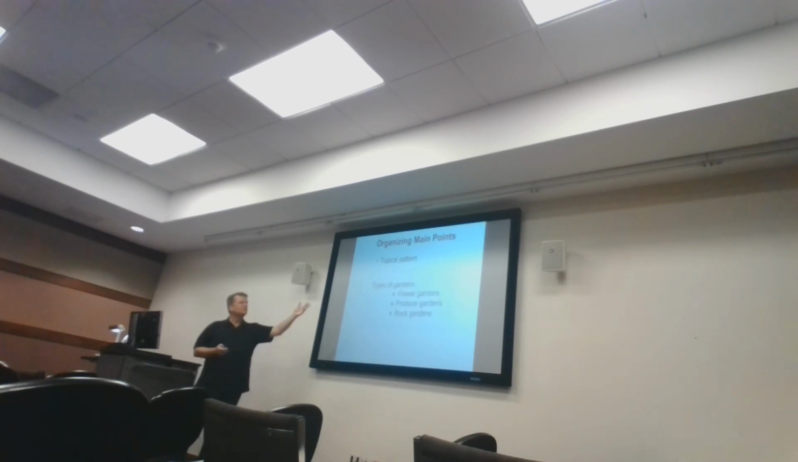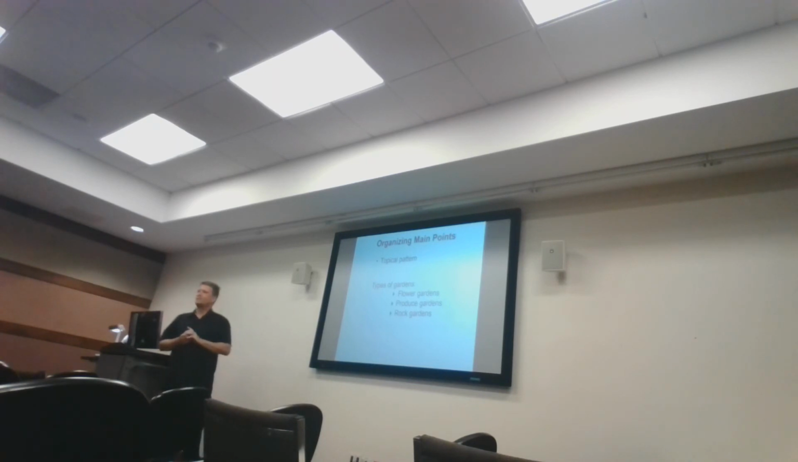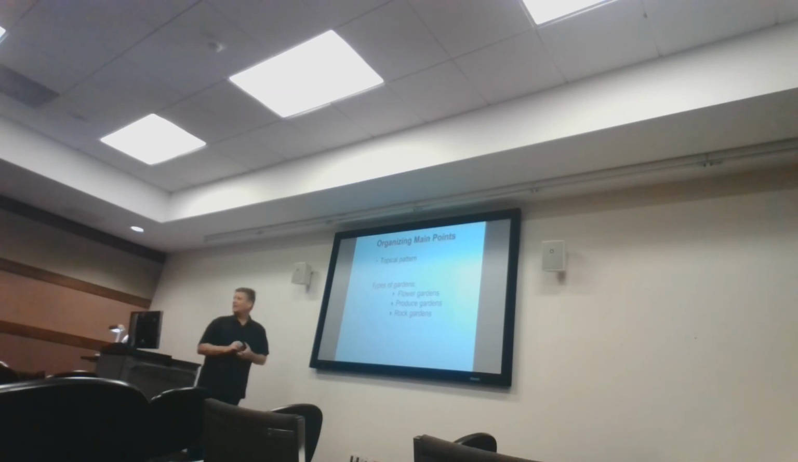So types of gardens. Well, you could have flower gardens, you could have produce gardens, you could have a Zen rock garden. Right? What? A gnome garden. Well, you have a gnome in your garden. Would you have just a garden full of gnomes? Okay. That freaked me out.